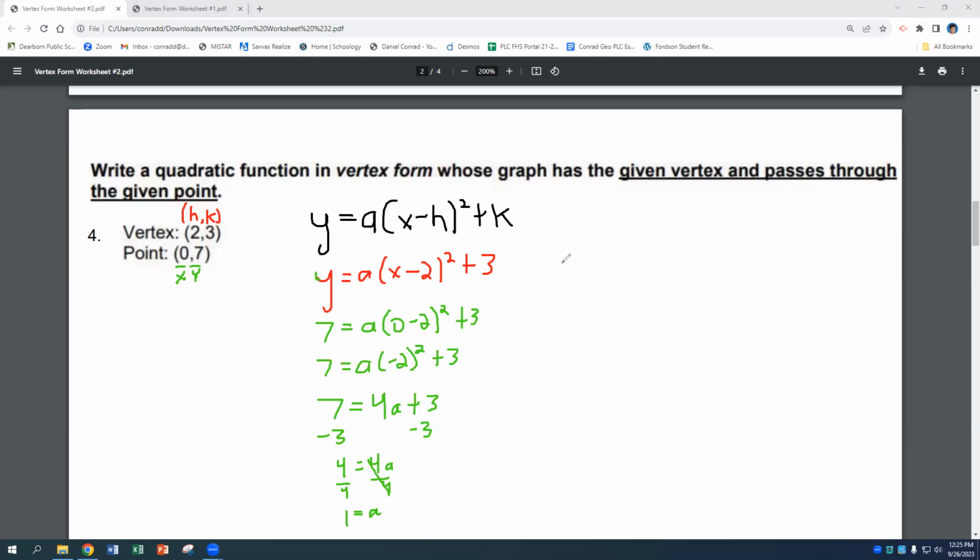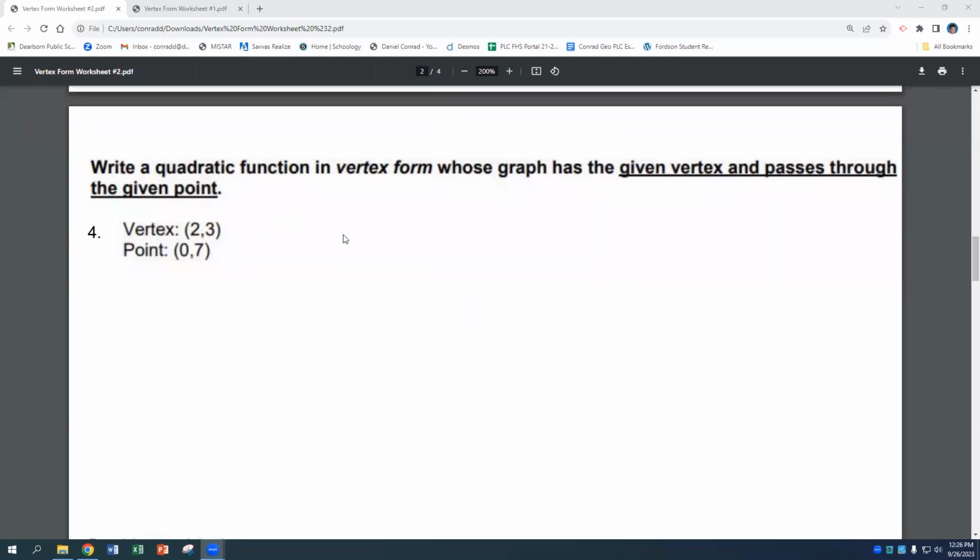So now I can write my equation, y equals 1 times (x minus 2) squared plus 3. Right? But we don't need to write the 1 in front of there, so we can just leave it as y equals (x minus 2) squared plus 3. Right? Let's see what else we can do.